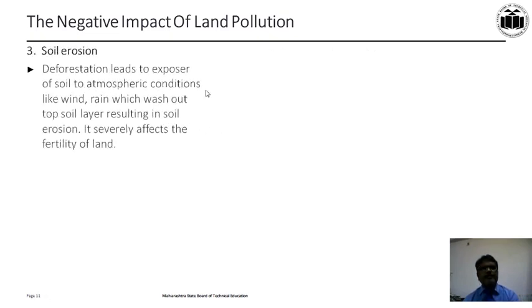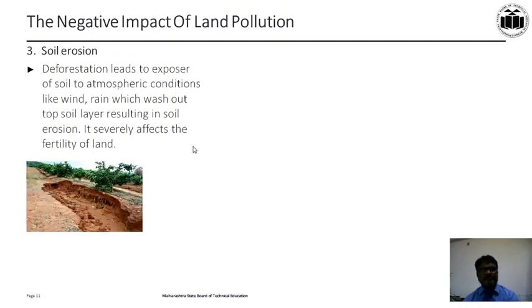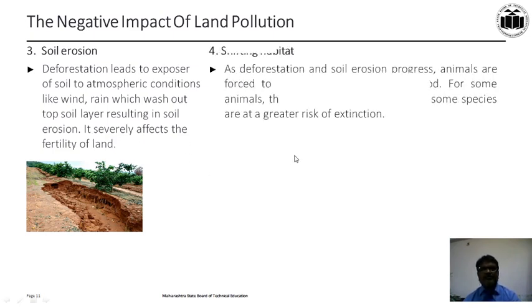A third negative impact is soil erosion. Deforestation leads to exposure of soil to atmospheric conditions like wind and rain, which wash out the top soil layer, resulting in soil erosion. It severely affects the fertility of the land.